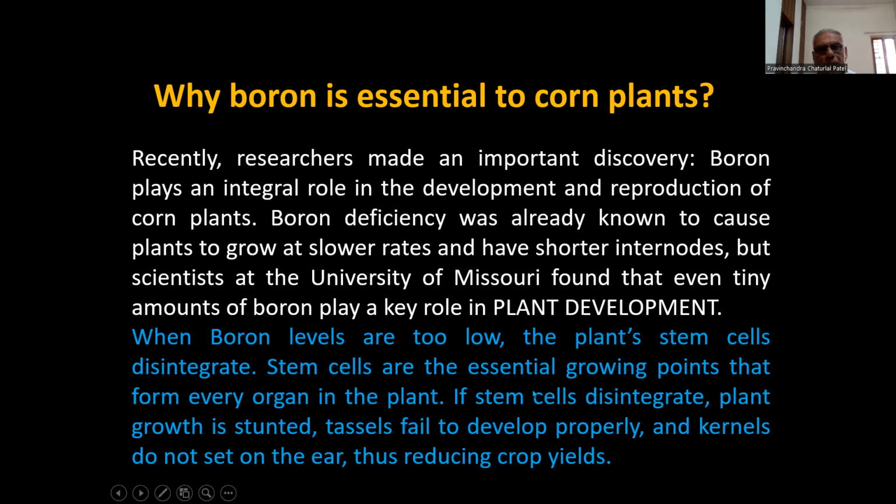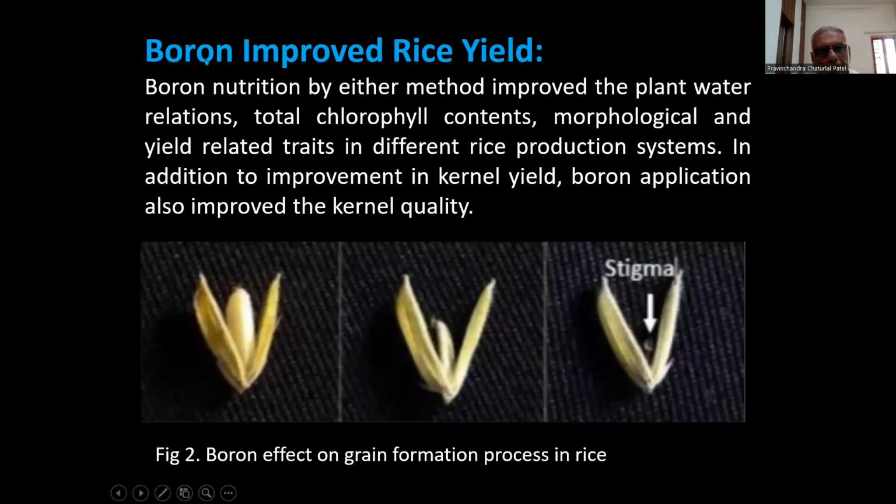So maize crop yield declines if there is a deficiency of boron in the soil. Then boron improves rice yield. So boron nutrition by either method improves the plant water relationship, total chlorophyll content, morphological and related traits in different rice production systems. In addition to improvement in kernel yield, boron application also improves the kernel quality. So you can see here the boron effect on the grain formation process in rice.